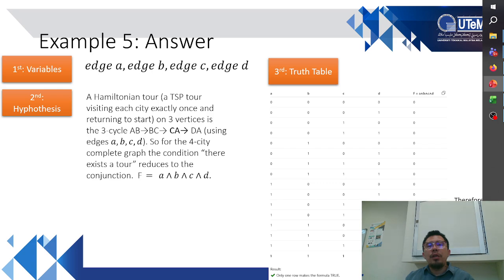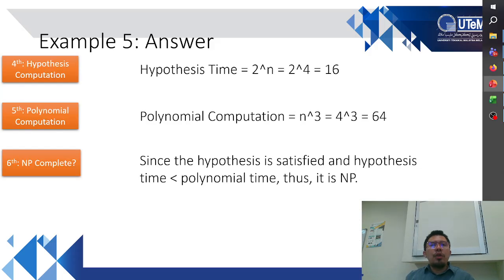to A and B and C and D is satisfied. Why? Because the output is equal to 1. Then we compute the hypothesis time, which is equal to 16. Why? Because we have 4 inputs. Polynomial computation is 4 to the power of 3, equal to 64. So hypothesis time less than polynomial time means it is NP.